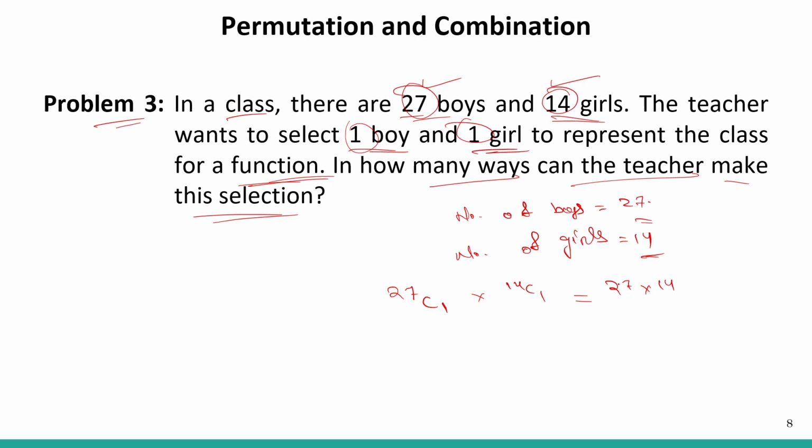This many ways are there to choose one boy and one girl to represent the class for a function. Whatever it is, it will be 270 plus 27 into 4, so 270 plus 108, which is equal to 378. So this will be the answer.